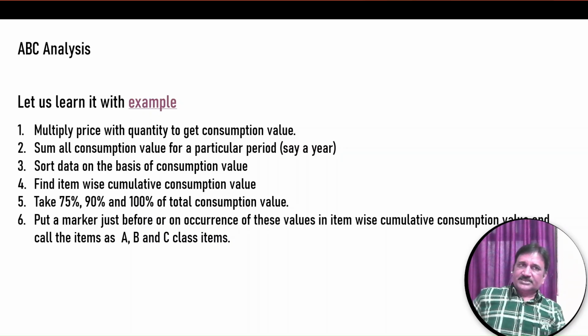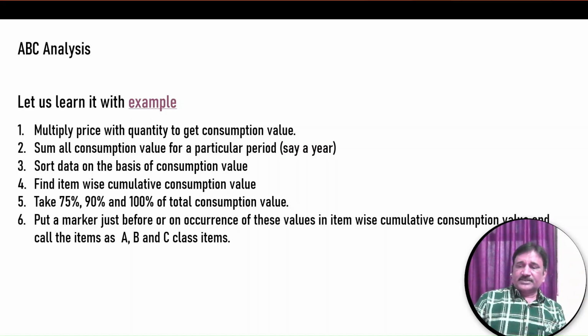What that analysis says is that for any phenomena, there are 10% contributors which contribute to 75% of that phenomena. 15% contributors contribute to 15% of that phenomena, and a very large number, that is up to 75% contributors, contribute to just 10% of the phenomena. So the 10% contributors which contribute to 75% of the phenomena are called A class items. They are less in number but contribute significantly.